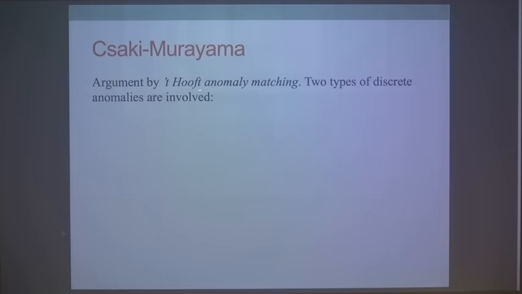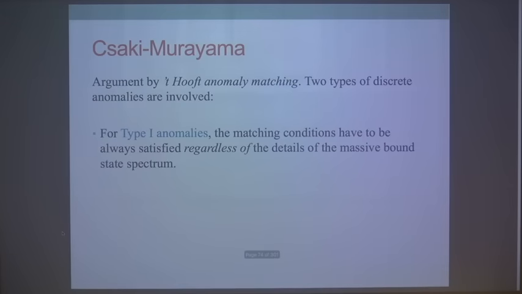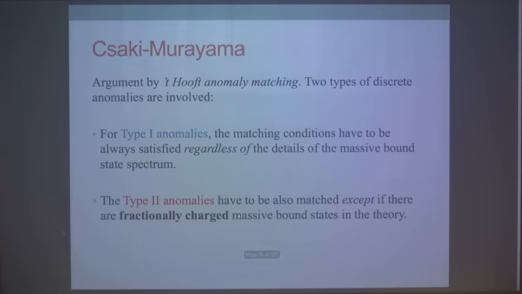The work by Saki and Murayama in 1997 addressed a similar conclusion. Two types of discrete anomalies are involved in the anomaly matching argument. For type 1 anomalies, the matching conditions have to be always satisfied regardless of the details of the massive bound state, while the type 2 anomalies have to be also matched, except if there are fractionally charged massive bound states in the theory.